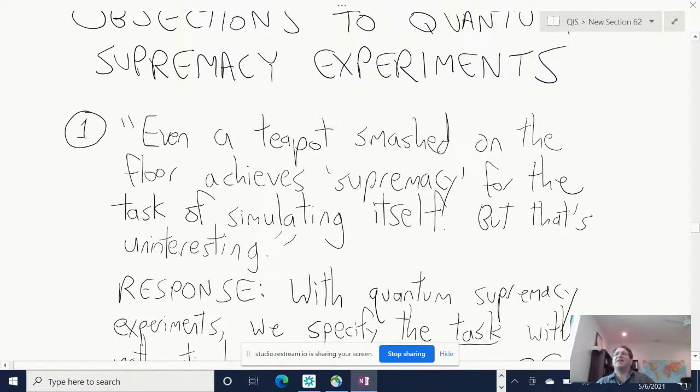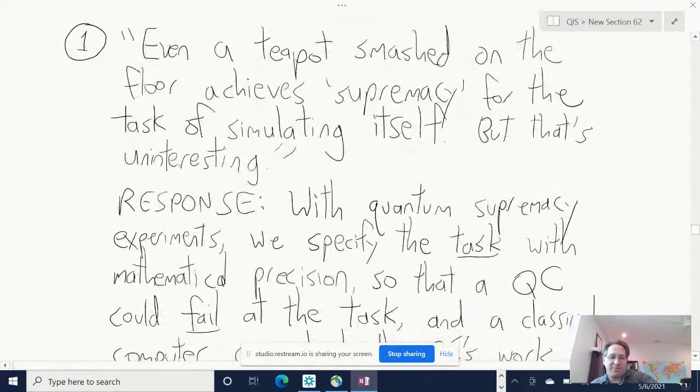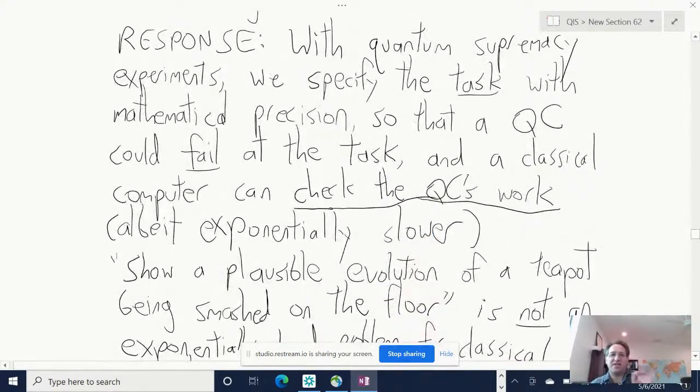But clearly that is not interesting. Clearly, it's not interesting to just point to any complicated physical system and say, well, it achieves supremacy at the task of simulating itself. So why is quantum supremacy anything more interesting than that? Now, my opinion is that this is just a simple misunderstanding of what the quantum supremacy experiments are.